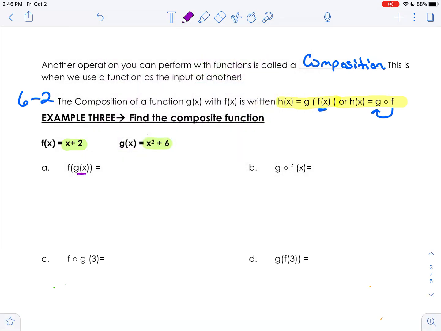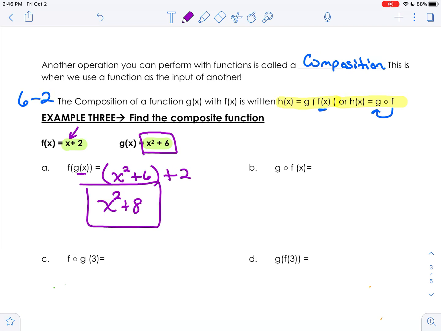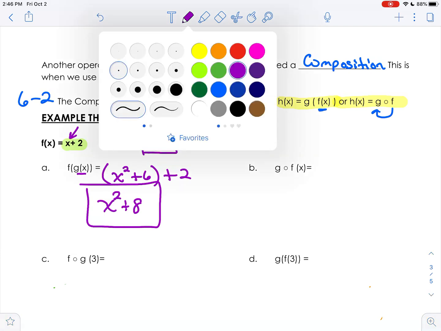We're going to start with f of g of x. So basically that means the g function, which is x squared plus 6, is going to go into the f function in place of x. So where we had an x, we're going to put an x squared plus 6. But then there was already a plus 2 there. So we just combine like terms and we're done. x squared plus 6 plus 2 is x squared plus 8. Okay, and that's all we have to do for part A.